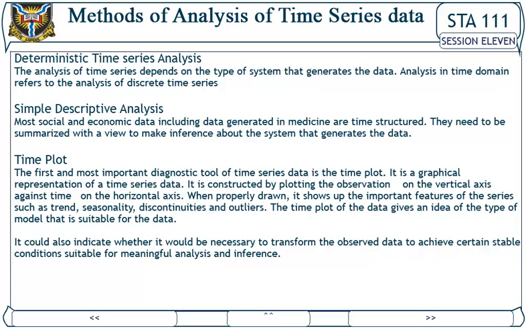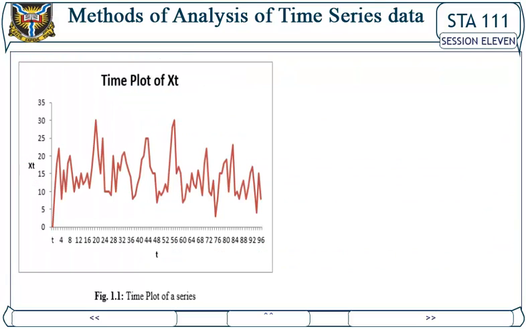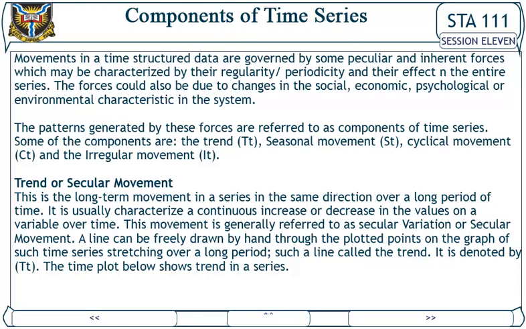The time plot of the data gives an idea of the type of model that is suitable for the data. It could also indicate whether it would be necessary to transform the observed data to achieve certain stable conditions suitable for meaningful analysis and inference. Time plot of x_t. Figure 1.1. Time plot of a series.